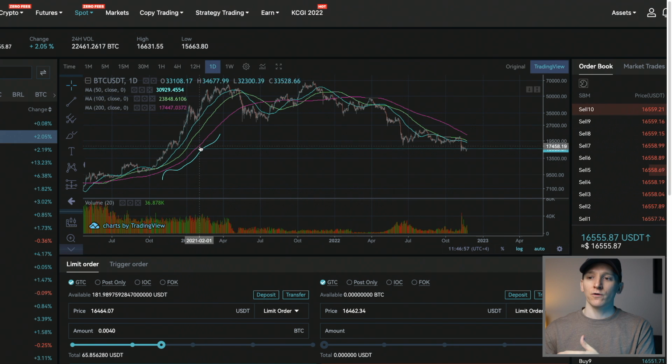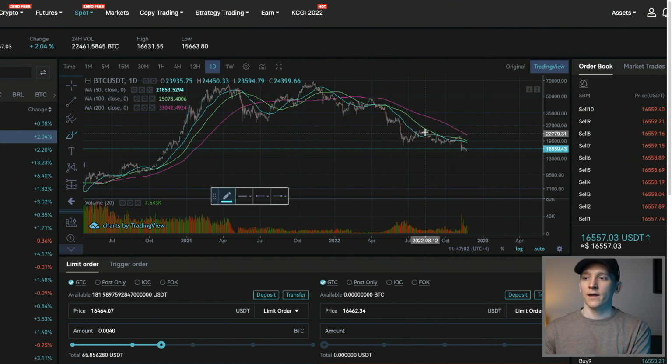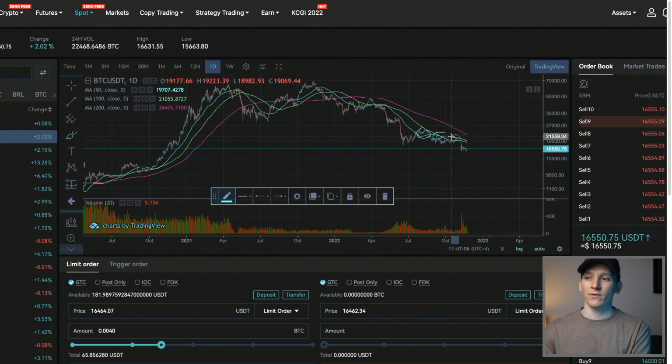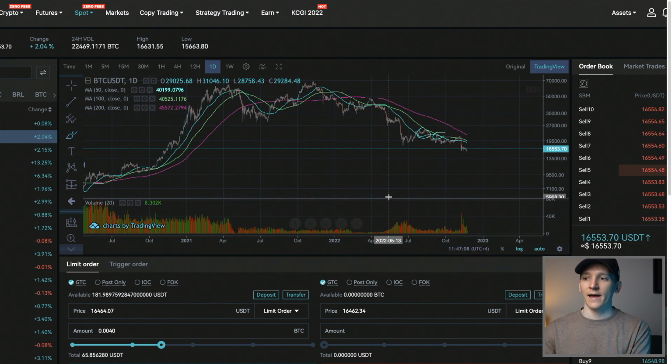Now you can also use moving averages to trade, where, for example, you can see right here, the price is moving towards these moving averages and getting rejected all the time. That's showing this weak price action, that we're in a downtrend.